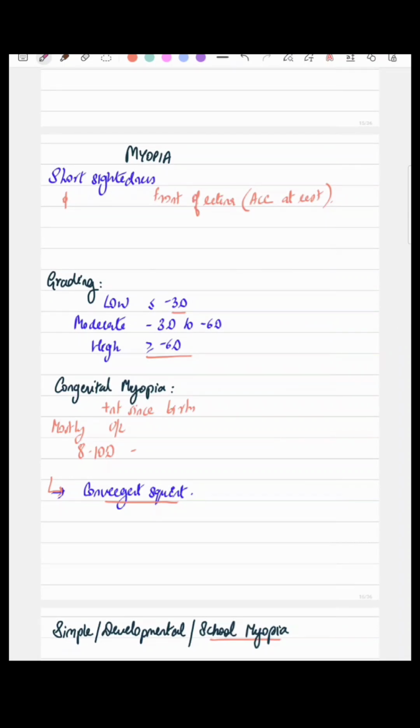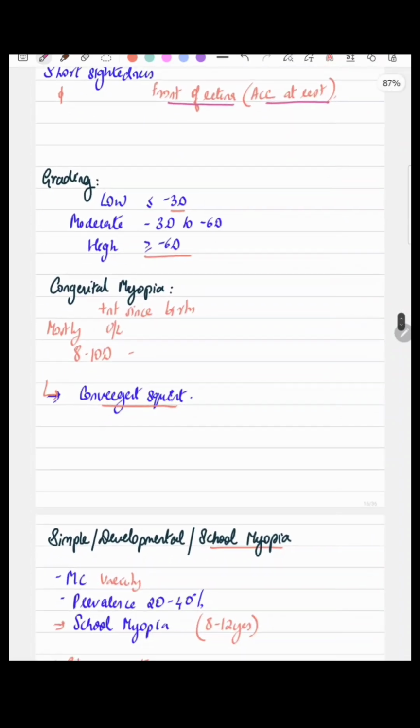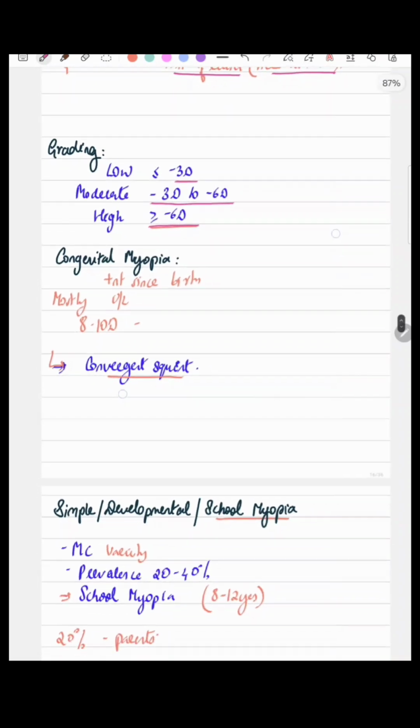Myopia is also known as short-sightedness. That is when parallel rays of light coming from infinity are focused in front of the retina, and here also accommodation is at rest. Myopia is graded as low when power is less than 3 diopters, moderate when the power is 3 to 6 diopters, and high when the power is more than 6 diopters.